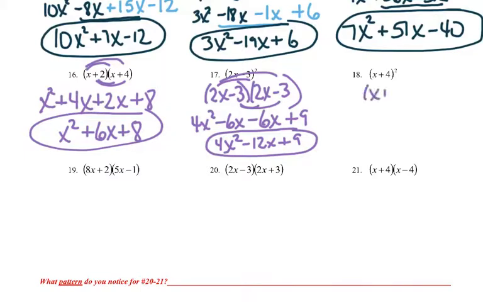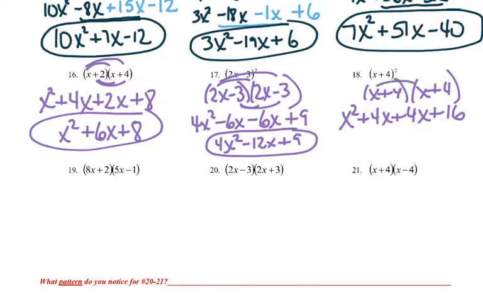x plus 4 squared. What does it mean to square something? To write it 2 times. You need to write these 2 times. People make mistakes on those when they don't write it 2 times. First is x squared, outer 4x, inner 4x, and the last is 16. So x squared plus 8x plus 16.